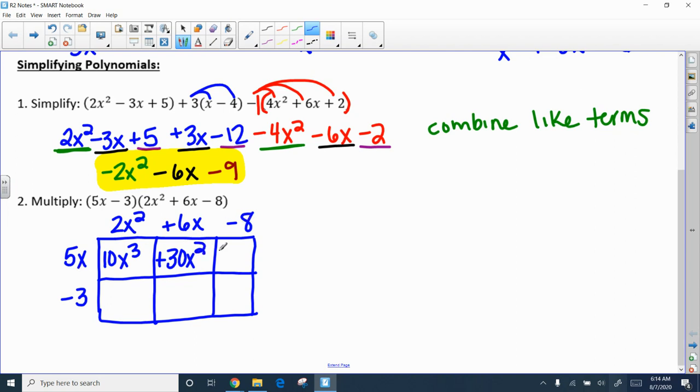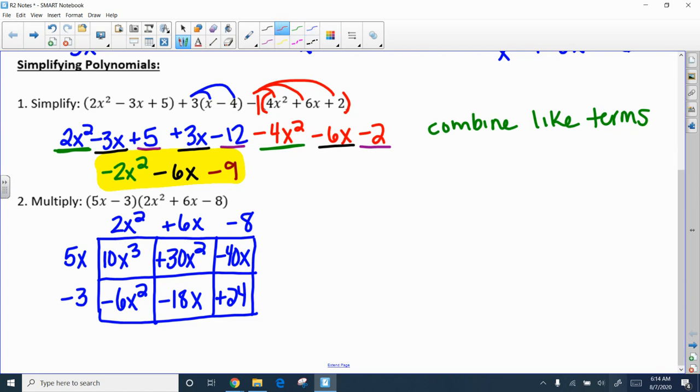In this one, we have 5x times 6x is plus 30x squared. And 5x times negative 8 is negative 40x. Then in the second row here, negative 3 times 2x squared is negative 6x squared. Negative 3 times 6x is negative 18x. And negative 3 times negative 8 is positive 24. Most common error is just sign errors. So always be careful with your positive and negative signs.